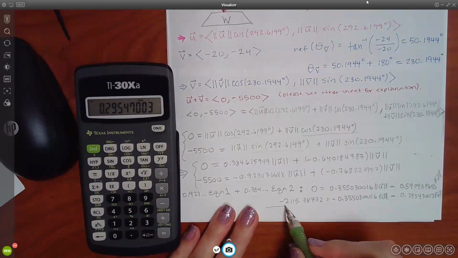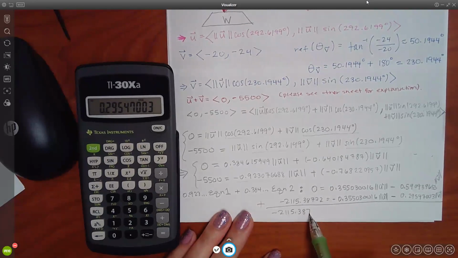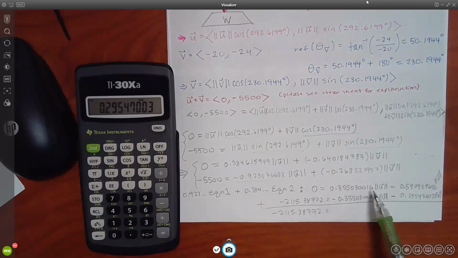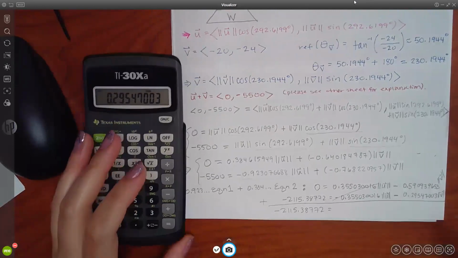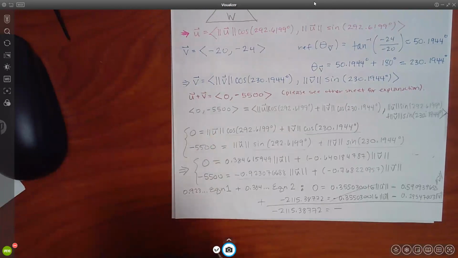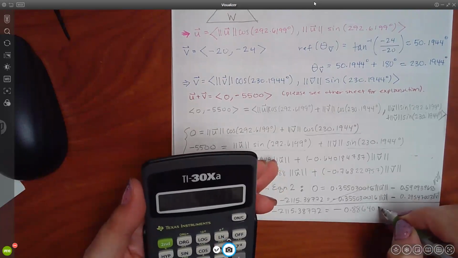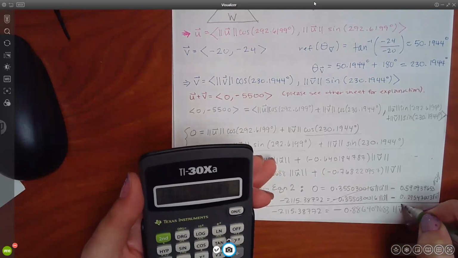Now when I add these together, what do I get? Okay, 0, and this gives me the same number. A positive of this and then a negative of that will cancel each other out, right? And then these two I can actually add together or combine. I will get a negative 0.590653 plus this, times the magnitude of V.